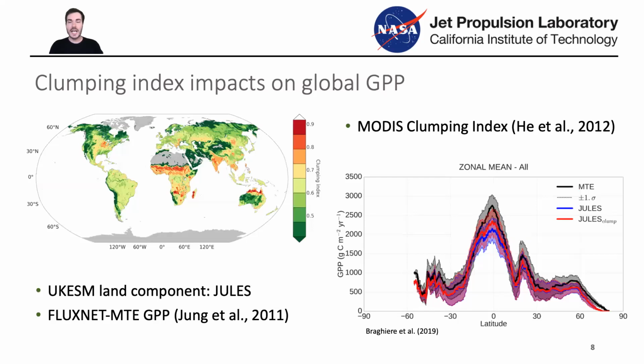Likewise, if we perform the same exercise, but now for the whole globe, we also see an improvement with observations. In this exercise, we use clumping index derived from MODIS, and we use the land component of the UKESM, the British Earth System model, and we compare the global GPP from the Earth System model with the FluxNet MTE GPP. And we get a better agreement with the data, especially over the tropics, where the vegetation is very dense and the LAI values are higher.